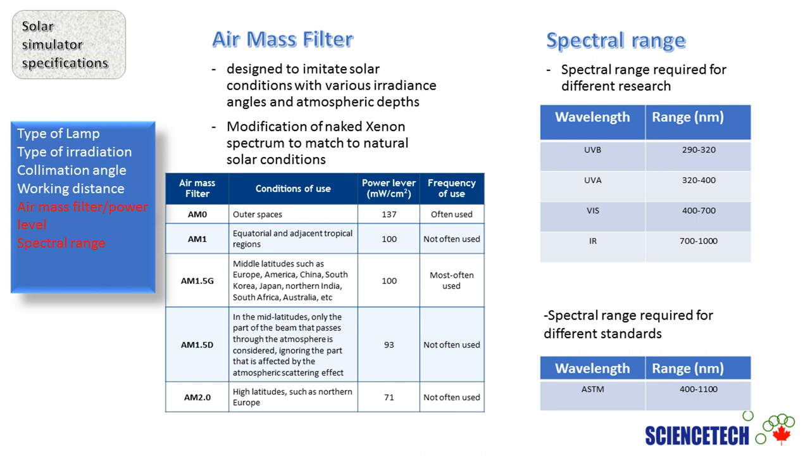Now, different air mass filters can imitate the solar spectrum at various conditions on Earth and also provide extraterrestrial conditions as indicated in this table. For example, the AM0 air mass filter is used to mimic the solar spectrum in space, while other air mass filters can be used to mimic the slight changes in the solar spectrum that you'll see globally throughout low latitude regions like the equator or high latitude regions like Canada.